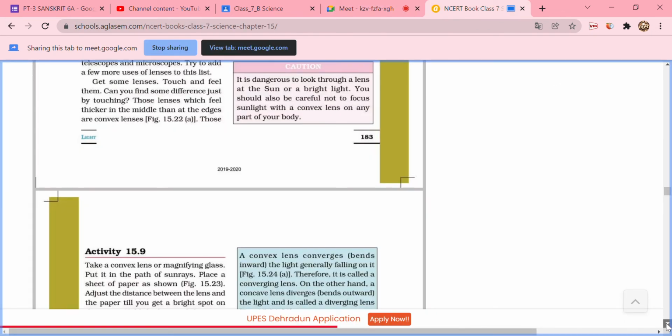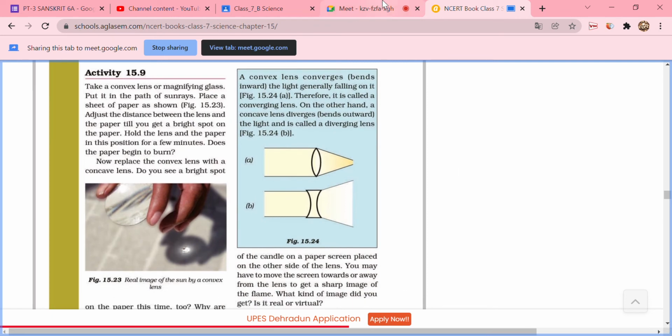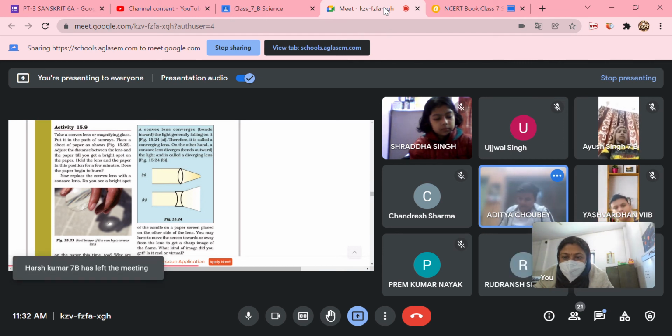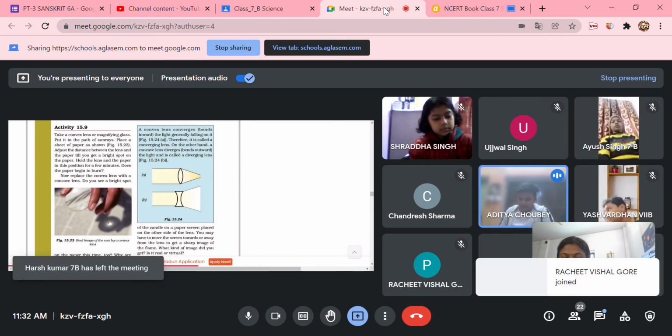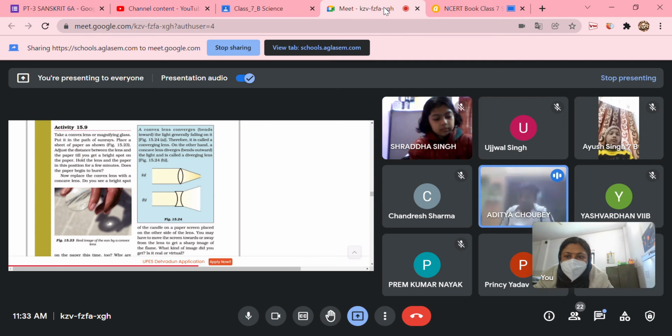Activity 15.9. Take a convex lens or magnifying glass, put it in the path of sun rays. Place a sheet of paper as shown, figure 15.23. Adjust the distance between the lens and the paper till you get a bright spot on the paper. Hold the lens and the paper in this position for a few minutes. The paper begins to burn.